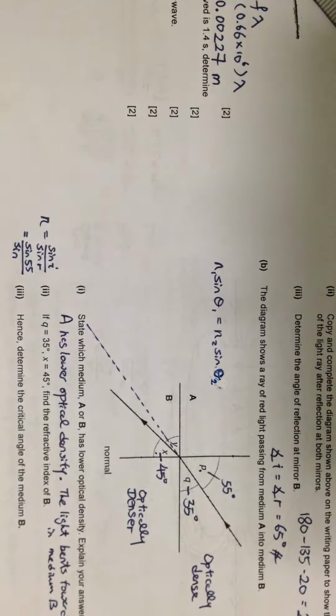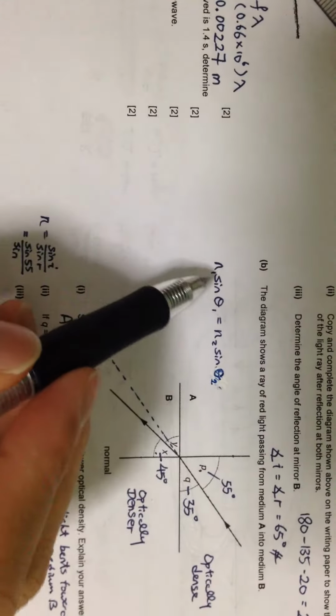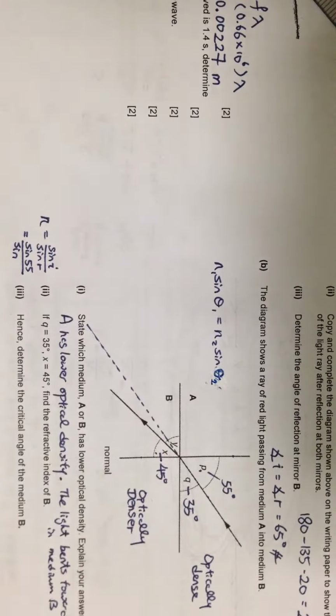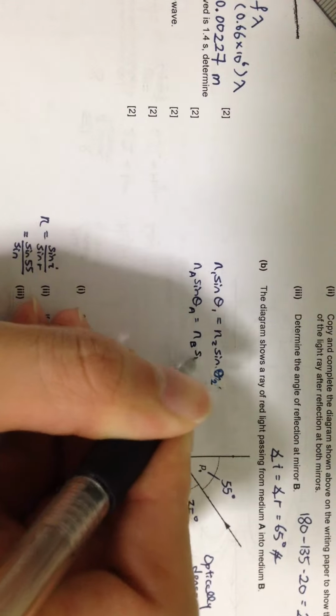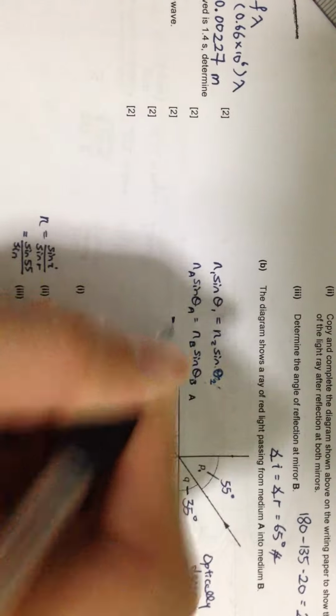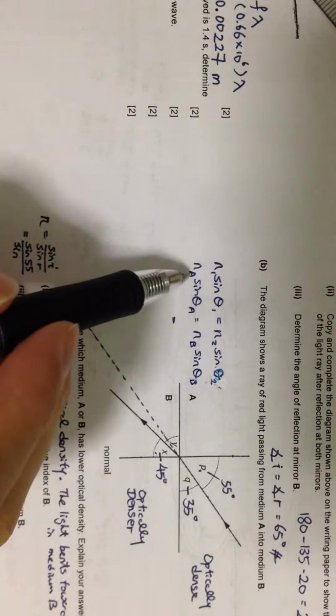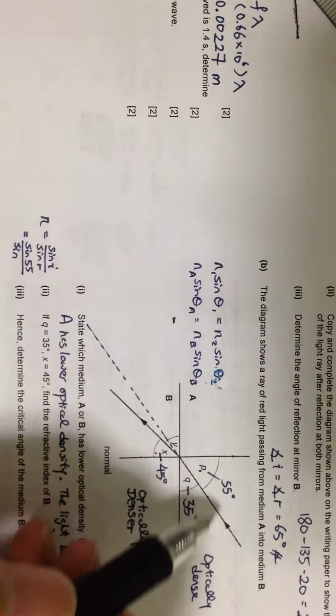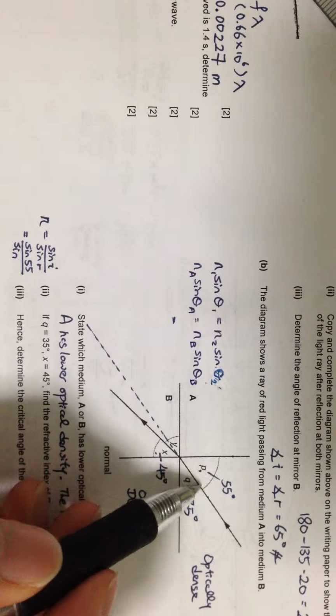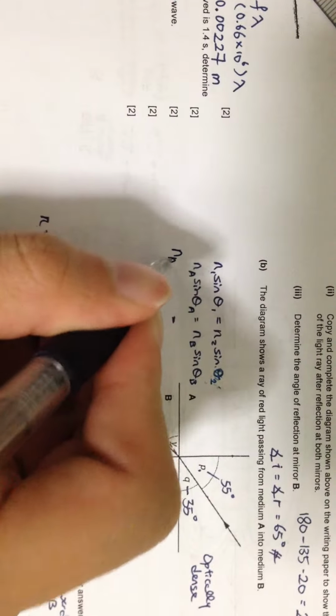Now, yes, this formula looks confusing. What is this 1122? It just means the medium in which these parameters are found. You can change it to NA sine theta A equals NB sine theta B. Okay, and what it says is that NA is the refractive index of A, and theta A is the angle that the ray makes with the normal in medium A. So in this case, the angle A is 55. So you can put it in.